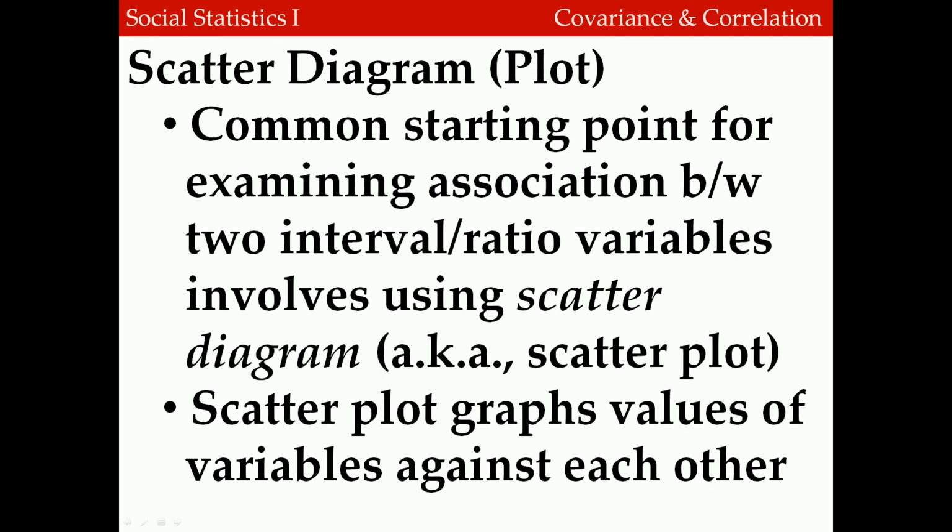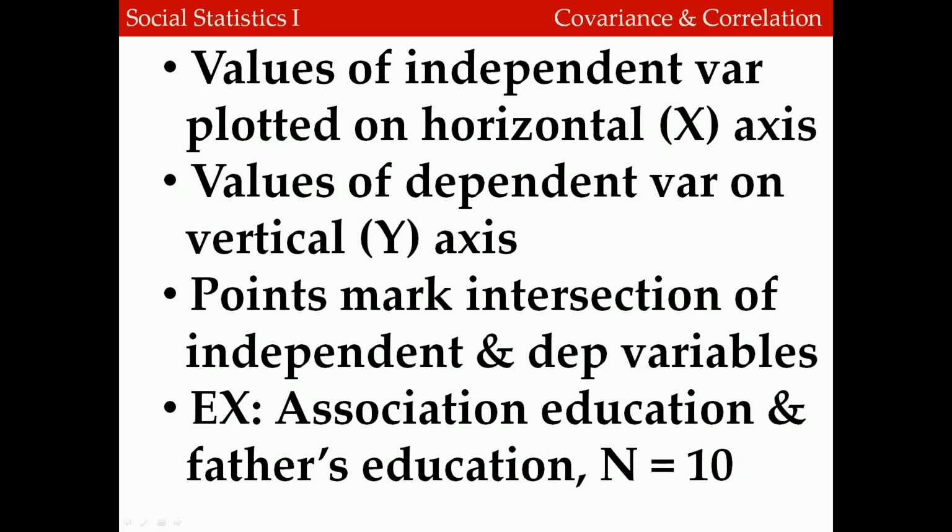A scatter plot is a graph that graphs the values of the variables against each other. Typically, in a scatter plot, the values of the independent variable are plotted on the horizontal, or x-axis, and the values of the dependent variable are plotted on the vertical, or y-axis. Points on the graph mark the intersection of the independent and the dependent variable.